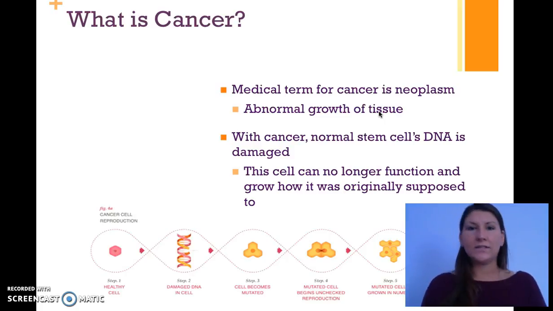So what is cancer? The medical term for cancer is neoplasm, and that's an abnormal growth of tissue. In cancer, normal stem cells are damaged, the DNA is damaged, and the cell can no longer function the way it's supposed to, and this abnormal cell replicates. At the bottom of the screen, you can see a nice image that shows the stages that a healthy cell goes through to become cancerous.